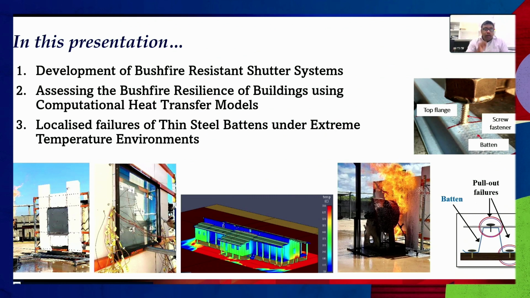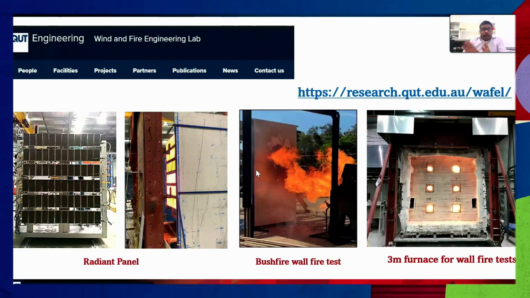the investigation of localized failures of thin steel battens due to the pull-out failure of the roof sheet and battens at extreme temperature environment. Okay, so before I move forward on this topic, I wanted to showcase the facilities and the research that we do at Queensland University of Technology here in Brisbane.